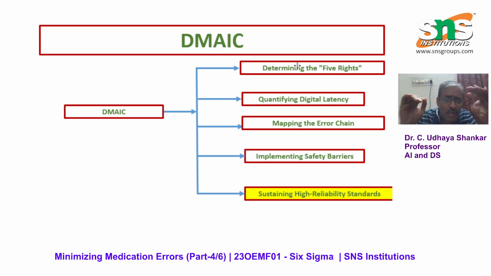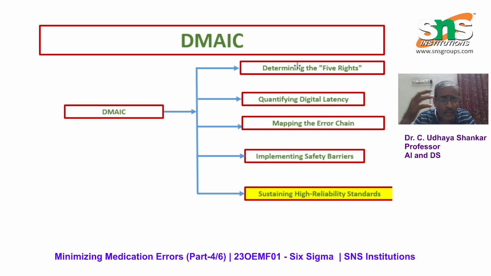For example, if the data shows a trend moving towards the upper control limit, an immediate investigation is triggered. Also, regular audits and refresher training sessions will ensure that the staff remains compliant with the new safer standard operating procedures, which are called SOPs. So this is the control phase, that is, sustaining high reliability standards.